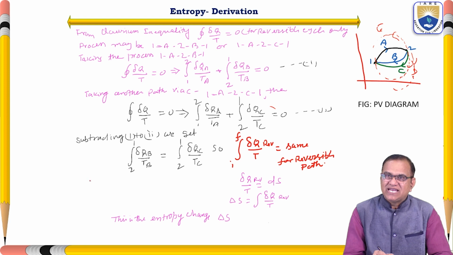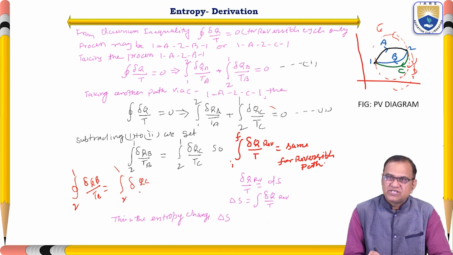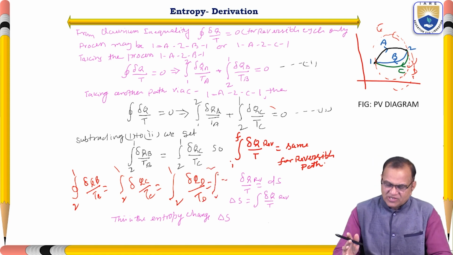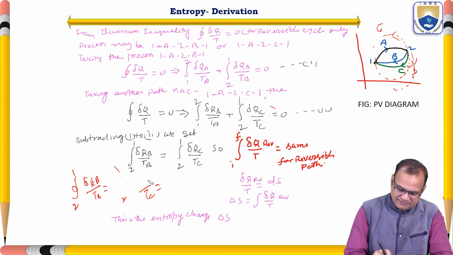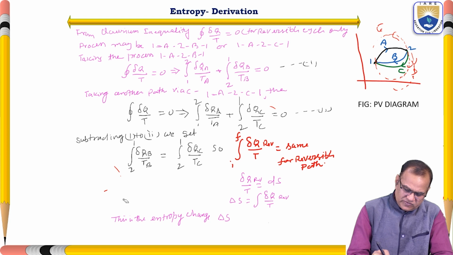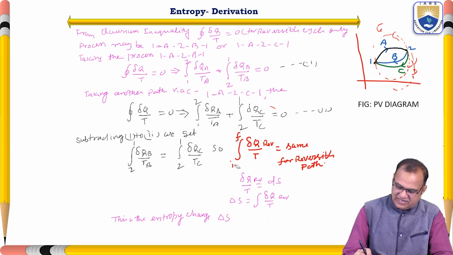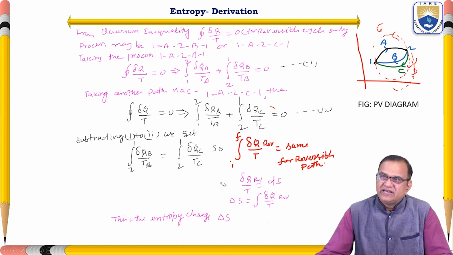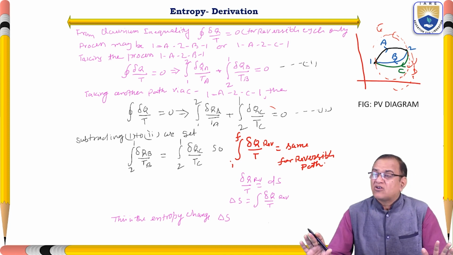So here you can see that cyclic integration of del qb by tb is equal to 2 to 1. Cyclic integration of del qc by tc is equal to 2 to 1. Del qd by td is equal to 2 to 1, and so on. So whatever process you take, for all the processes, the ratio of change in heat and the temperature of that thing will remain constant.